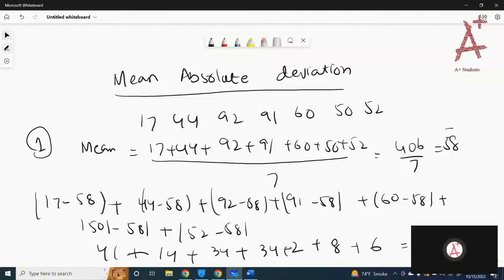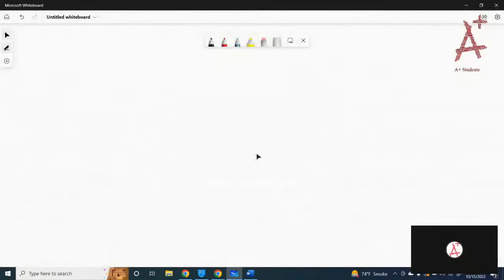Got it? The mean absolute deviation is a measure of how much a data set varies. Got it? Let's start with another example.